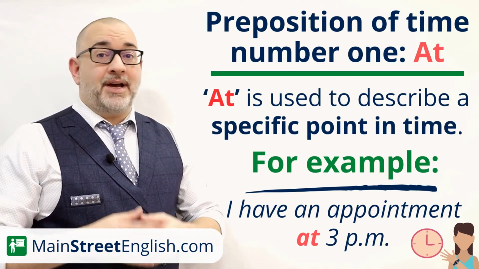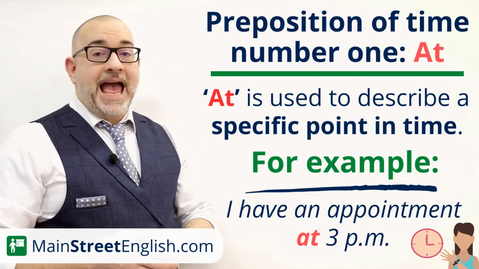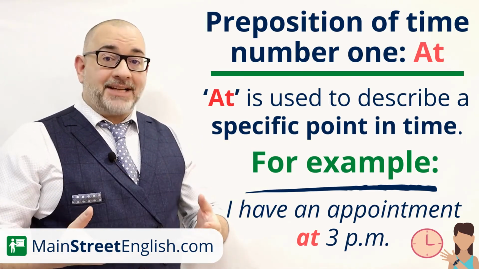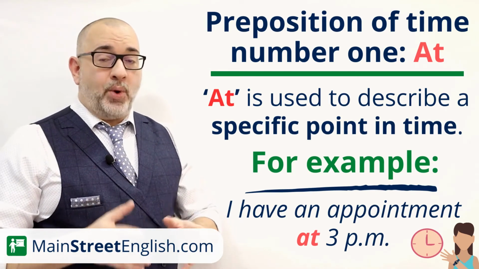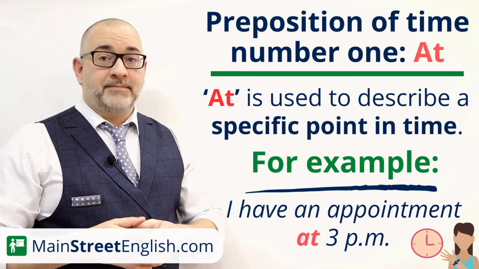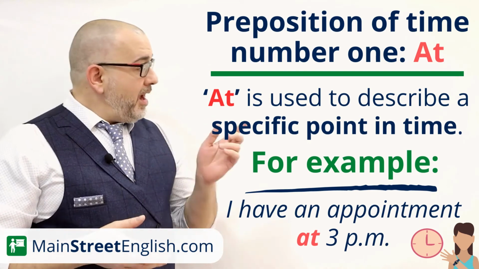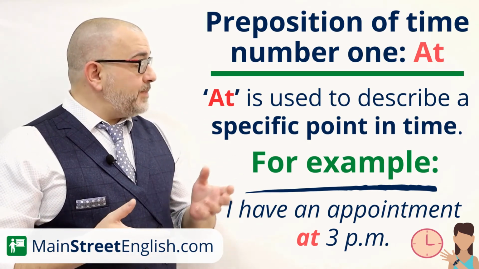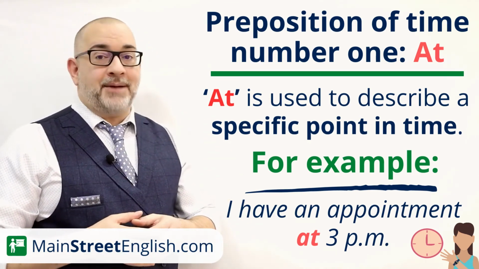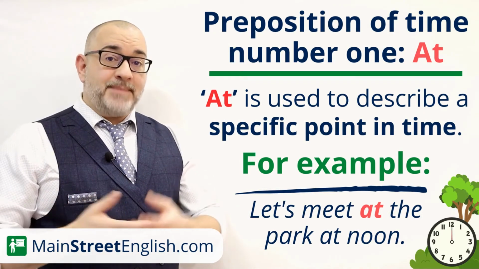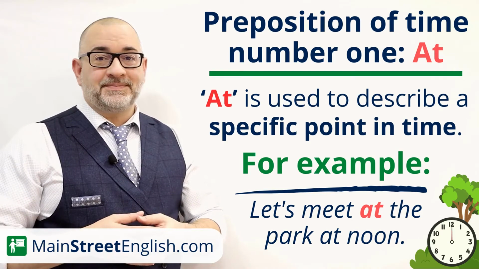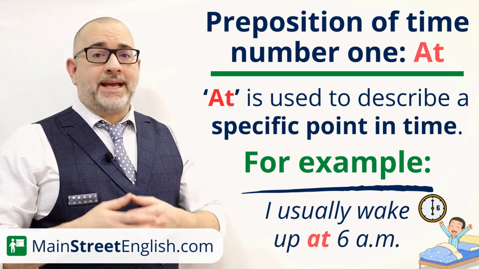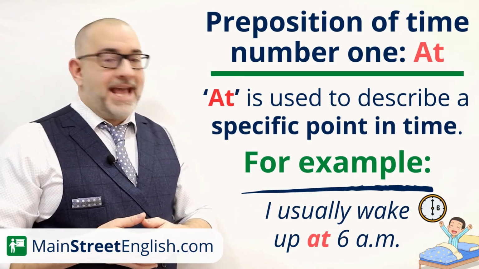Preposition of time number 1, at. At is used to describe a specific point in time. For example, I have an appointment at 3 p.m. Let's meet at the park at noon. I usually wake up at 6 a.m.